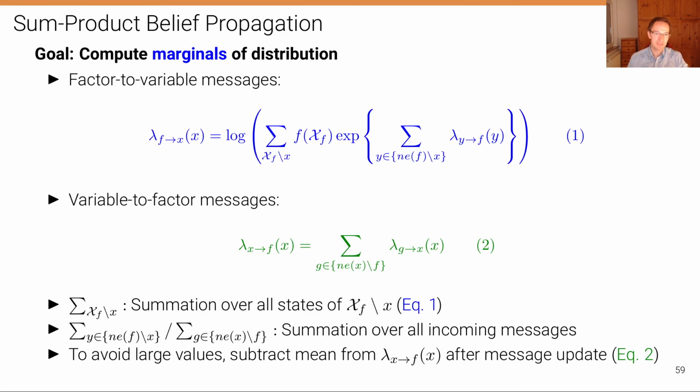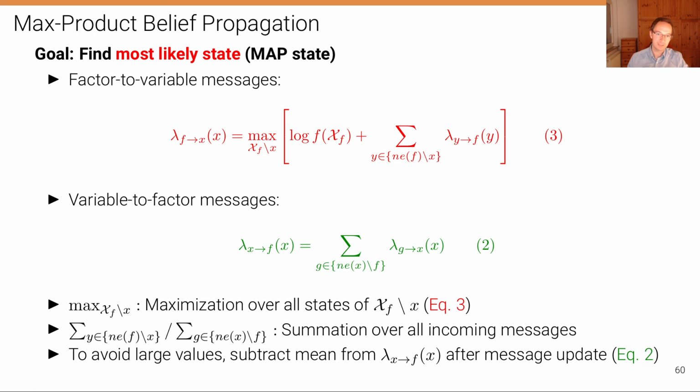So here's a summary. These slides mainly serve as a guide to help implement the exercise task, where I try to make everything concise on a few slides describing the entire algorithm. The goal of the sum product belief propagation algorithm is to compute marginals of some distribution by passing factor to variable messages and variable to factor messages, as we have seen or derived before. To avoid very large values, in addition to the log representation, which you should always use and which is used here, you can subtract the mean of the messages after the message update in equation 2 to keep them around 0.